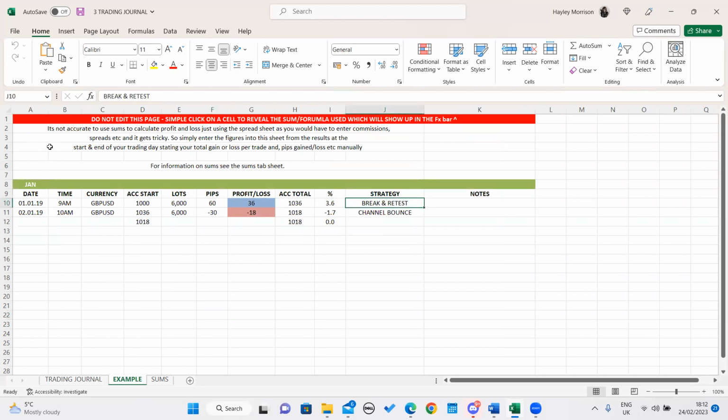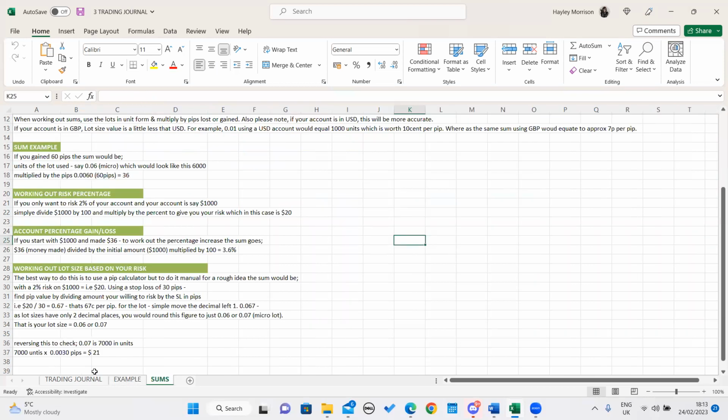It's not accurate to use sums to calculate your profit and loss in a spreadsheet. This was another spreadsheet that I had, because you've got commissions and spreads. So it's better to look at what you've actually gained and lost, rather than trying to put in formulas, because it can be different depending on the spreads and the commissions for your trades. And here is some information which I'm going to briefly talk over.